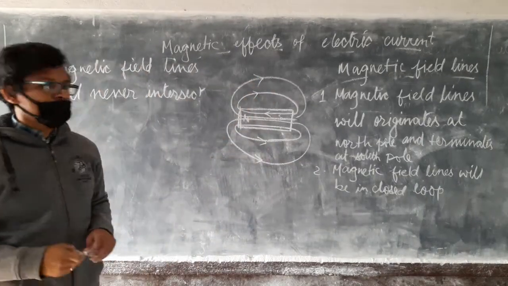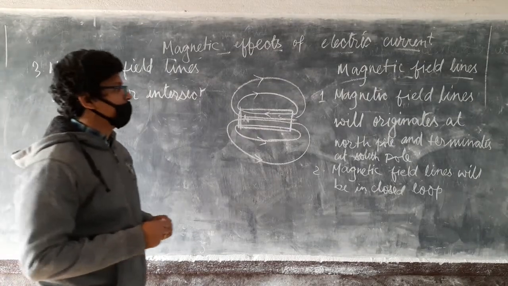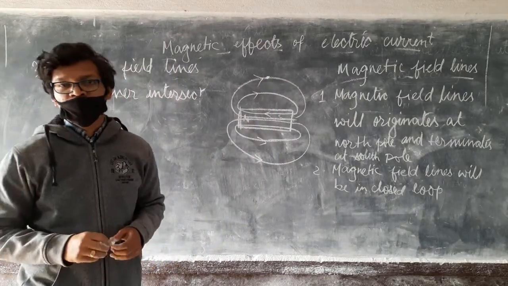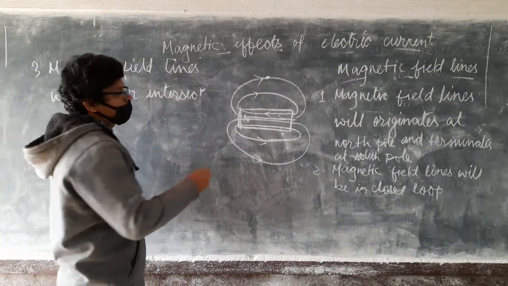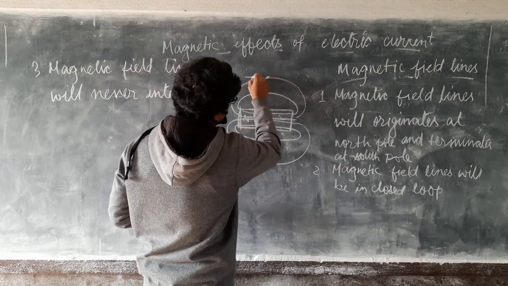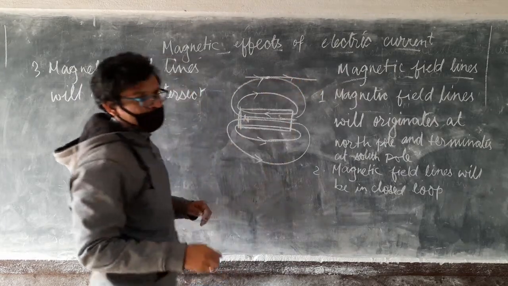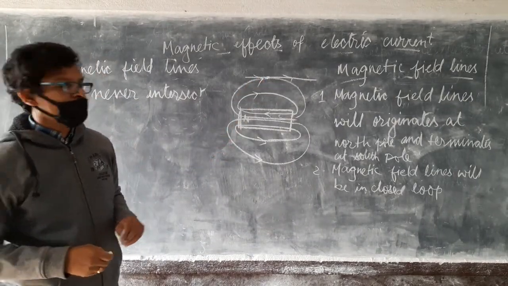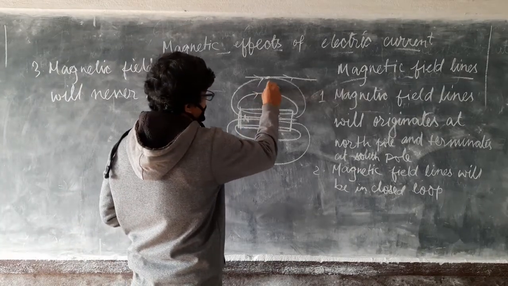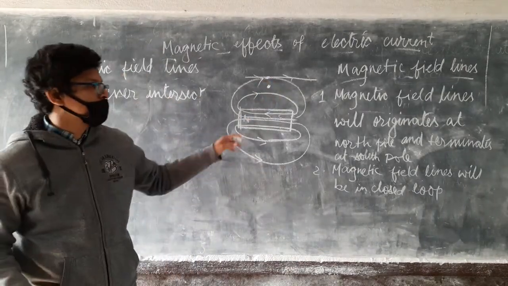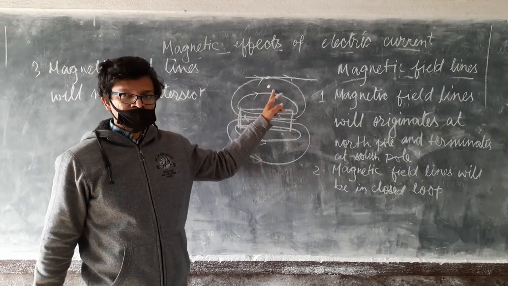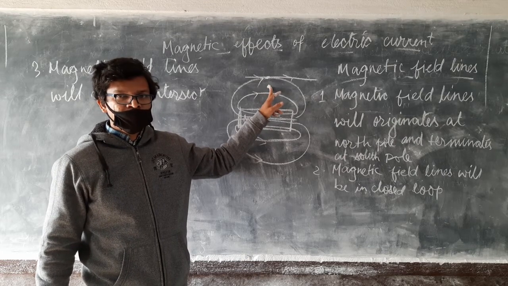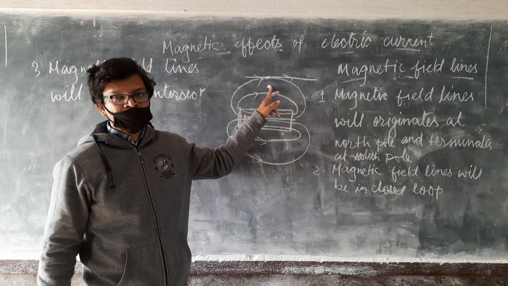Now if you want to find the direction of magnetic field at any point, let us say you want to find the direction of magnetic field here. What you will do, you will draw a tangent to that point, tangent of the magnetic field line. Then the direction of tangent will give the direction of magnetic field at this point. Similarly, if you want to find the magnetic field at this point, first draw the magnetic field line which is passing from this point, and then draw the tangent to that point. You will get the magnetic field direction.